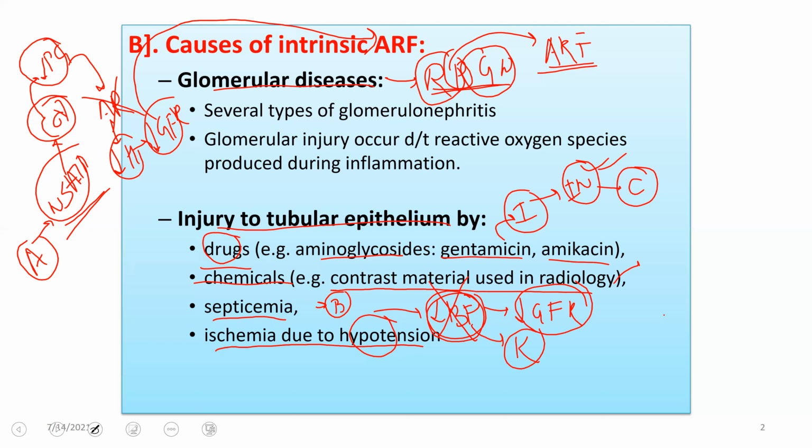Whenever there is decrease in the blood flow, that results into ischemia within the kidney, and whenever there is an ischemia to the kidney, that will manifest with ischemic acute tubular necrosis. So that I'll be talking in a moment in this video itself. So let me remind you once again.